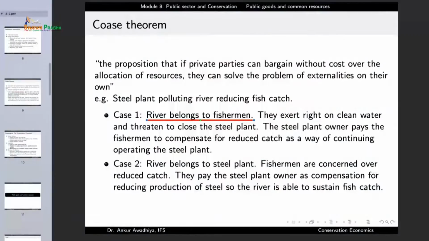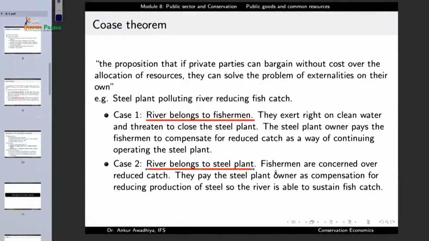And the fishermen also benefit because earlier they were earning 20,000 rupees, and now they will be earning 10,000 rupees from fishery and getting 11,000 rupees as compensation. So in this way, through bargaining, both parties can come to a solution that can benefit both of them. Another option is when the river belongs to the steel plant.